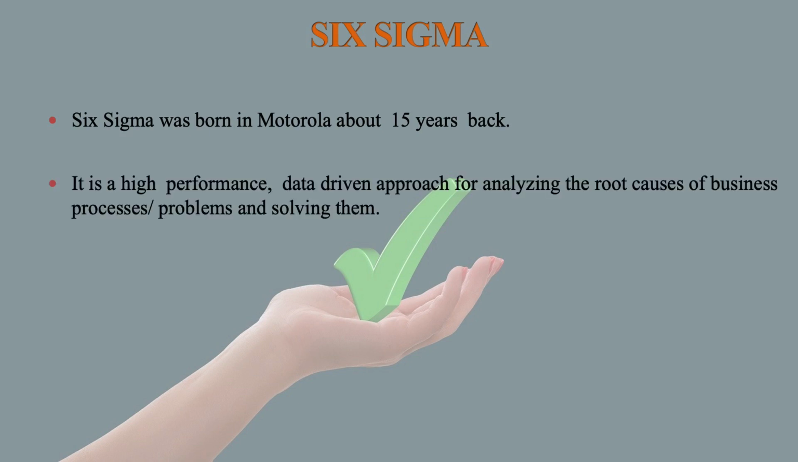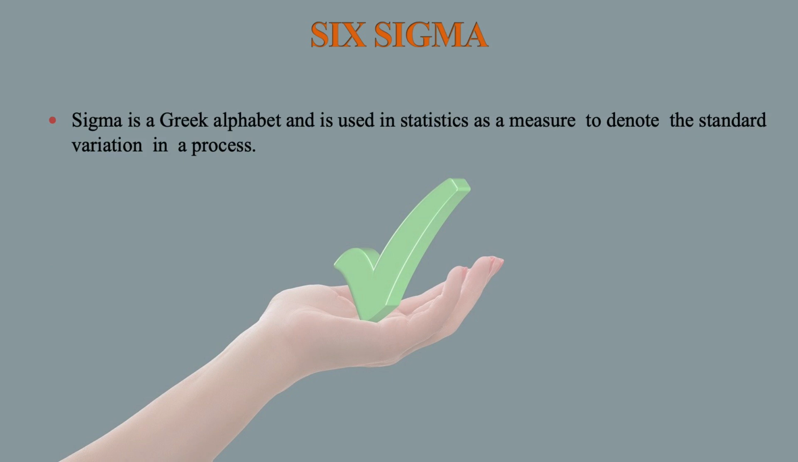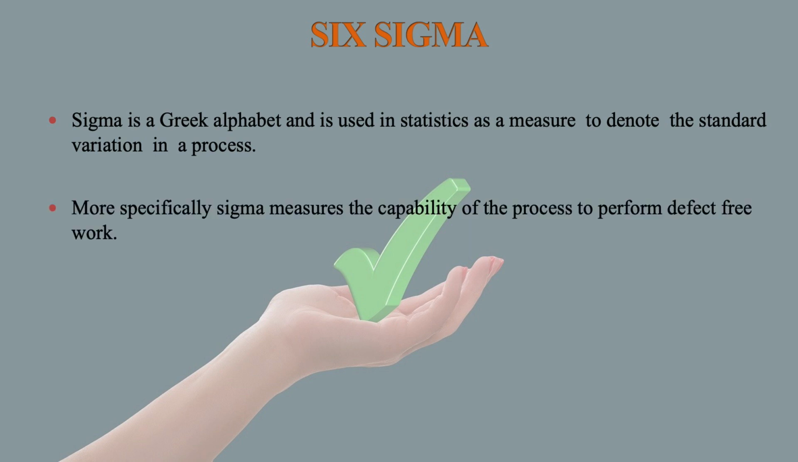It is a high-performance, data-driven approach for analyzing the root causes of business process problems and solving them. It links customers, process improvement, and financial results. Sigma is a Greek alphabet and is used in statistics as a measure to denote the standard deviation in a process. More specifically, Sigma measures the capability of the process to perform defect-free work.